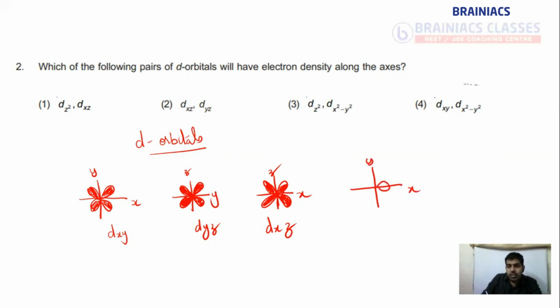Now the fourth one, dx square minus y square. In dx square minus y square, electrons are present along the axis. And the last orbital, dz square. For dz square too, electrons are present along the axis, right?